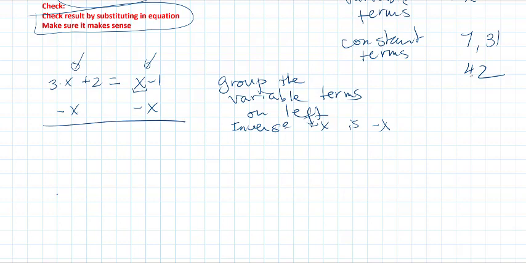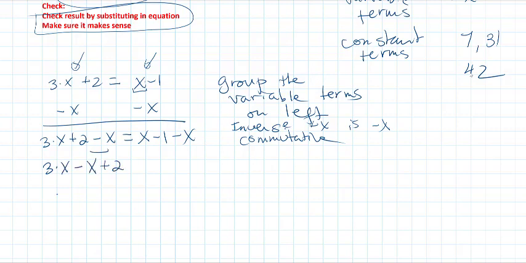So on the left-hand side, we have 3 times x plus 2 minus x equals x minus 1 minus x. And now we can use the commutative property in order to move some terms around. These are all addition and subtraction, so they are equal in their order of operation, and I can move them around. So I'll write this as 3 times x minus x plus 2. So I switched between these two. And here I'll write x minus 1. So again, I switch between these two.